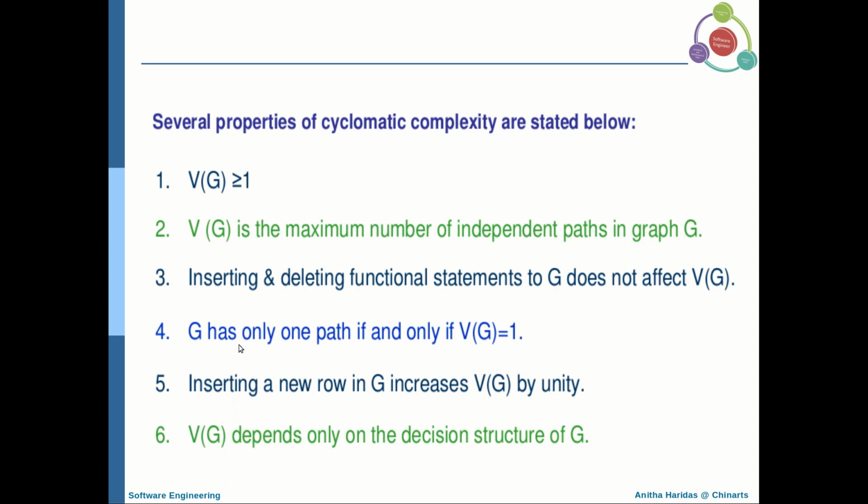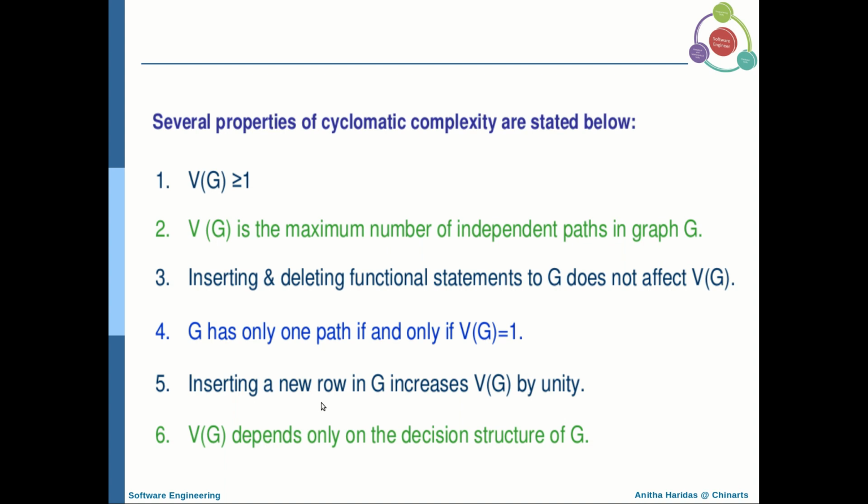And the graph has only one path if and only if the metric value is equal to 1. If the complexity value is equal to 1, then it is going to have only one execution path. That means there is no decision making statement in your program, or you can say there is no condition specified in your program. It is going to be a single sequential flow of execution.